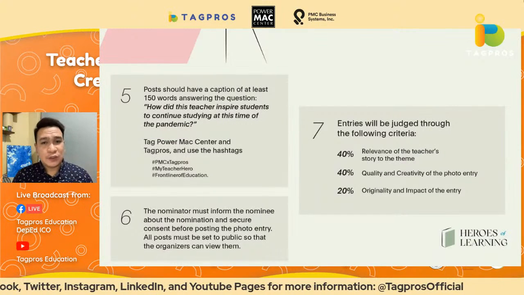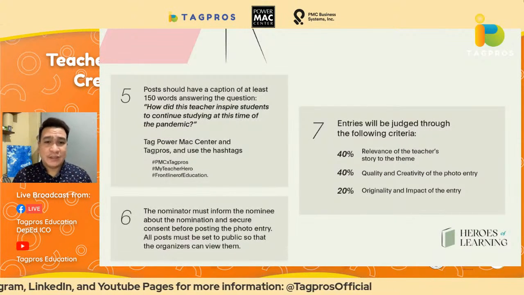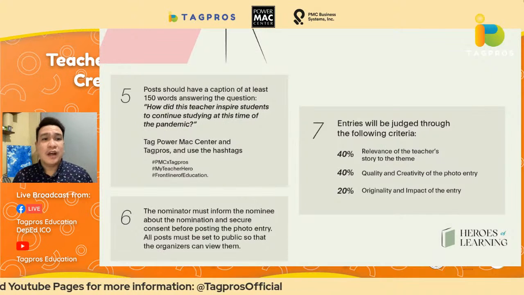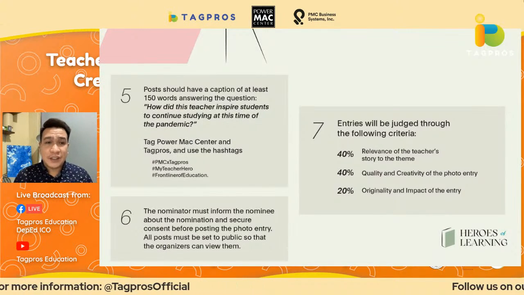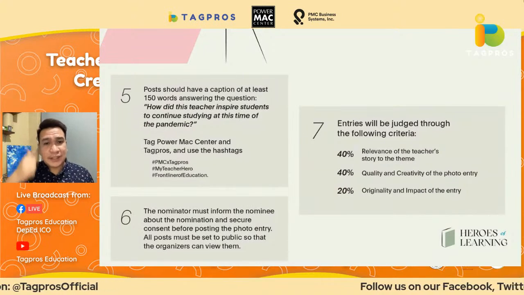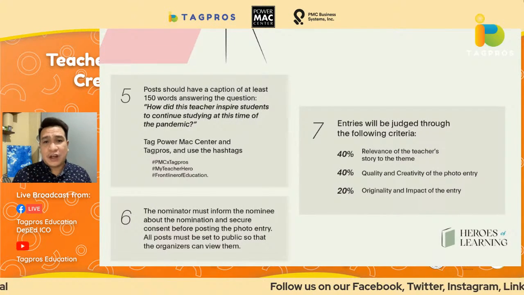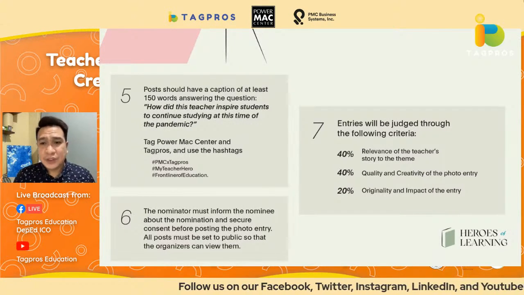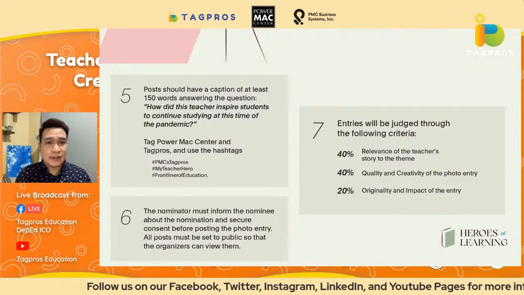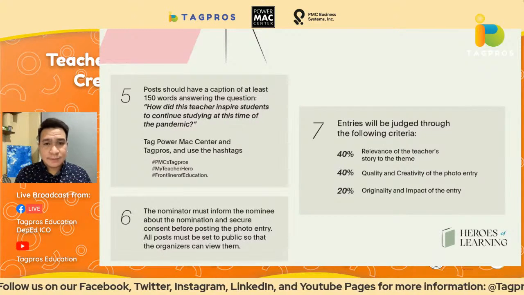All right. Entries will be judged through 40% relevance of the teacher's story to the theme, 40% quality and creativity of the photo entry, and 20% originality and impact of the entry. I think most importantly, I just want to say that, can we go to the next slide?